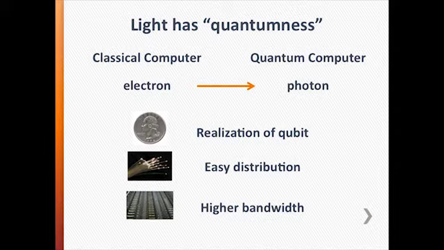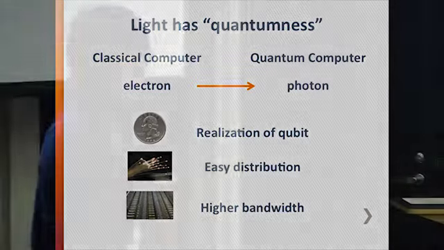The first is that a photon can help realize the quantum way of representing information. The second one is that photons can be easily distributed through the telecommunication network, which we already have. And the third one is that with optical communication, we can actually have higher bandwidth. What it means is that instead of using one railway to send out products, you can have these parallel railways, and you can send products more efficiently.